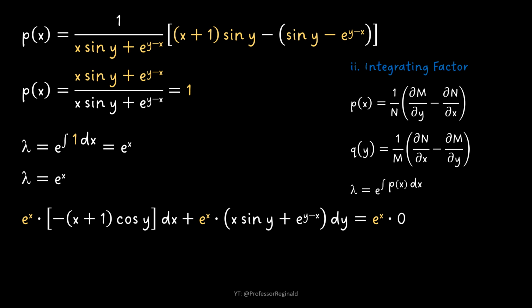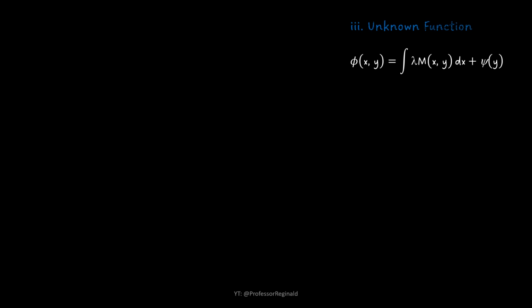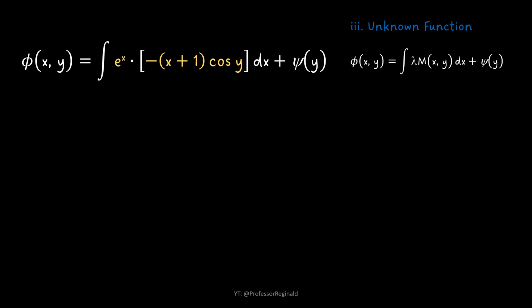And checking that these first-order partial derivatives are equal. As the next step, apply the method of solving exact differential equations discussed in a previous video. It starts with finding an unknown function that satisfies the exact differential equation. Substitute the required expressions. The additional term refers to an arbitrary function to be solved later.